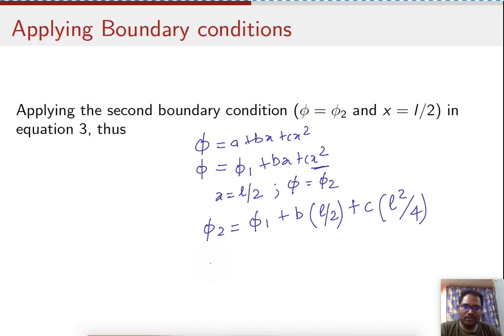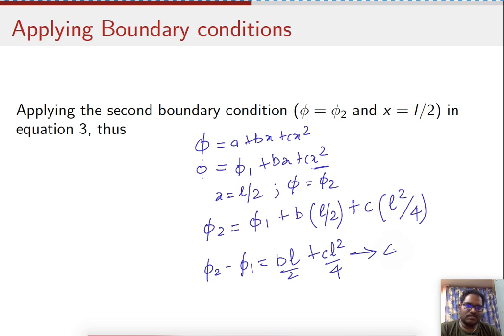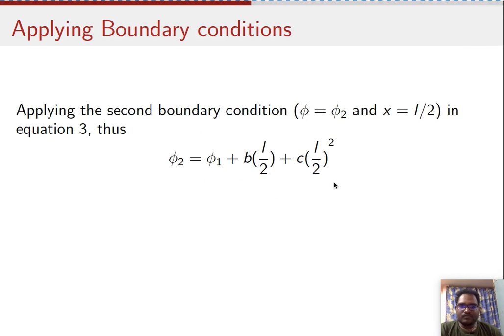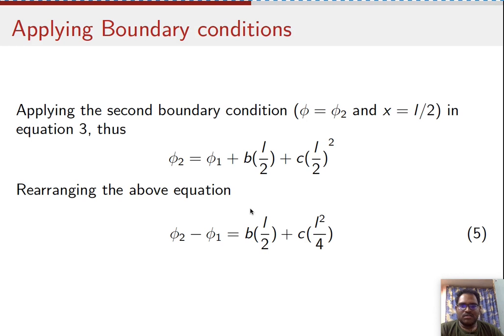Fine. Now let me rearrange it. So phi 2 minus phi 1 is equal to bL by 2 plus cL square by 4. We are going to consider this as equation 4. This is what we'll be doing in this particular step: substitute the value of x as L by 2 and we get this equation. Just rearranging the above equation, I have changed this phi 1 and brought it to the other side. So this becomes equation number 5.